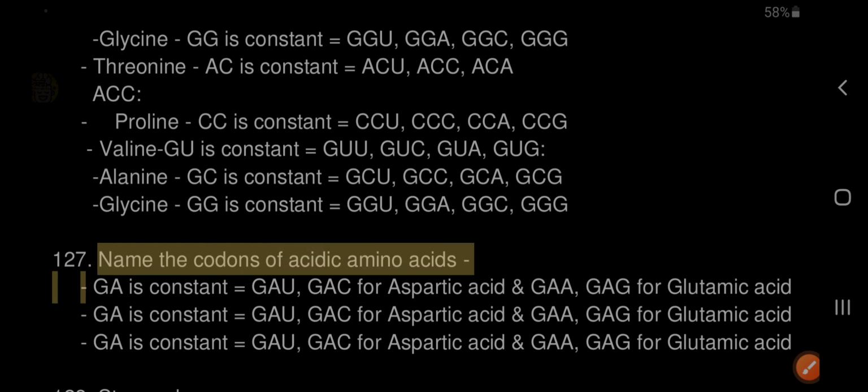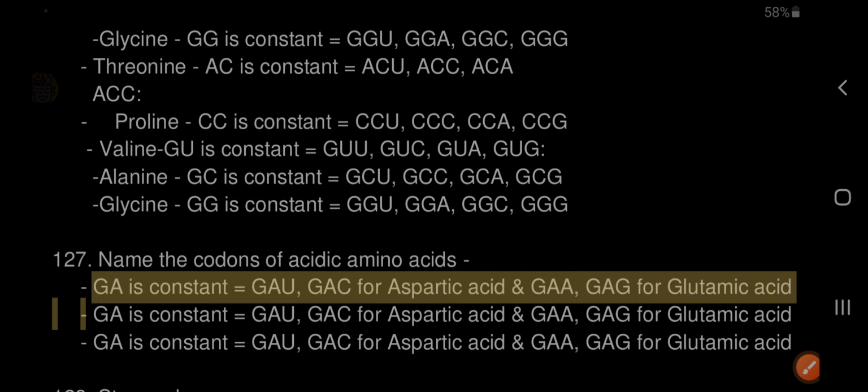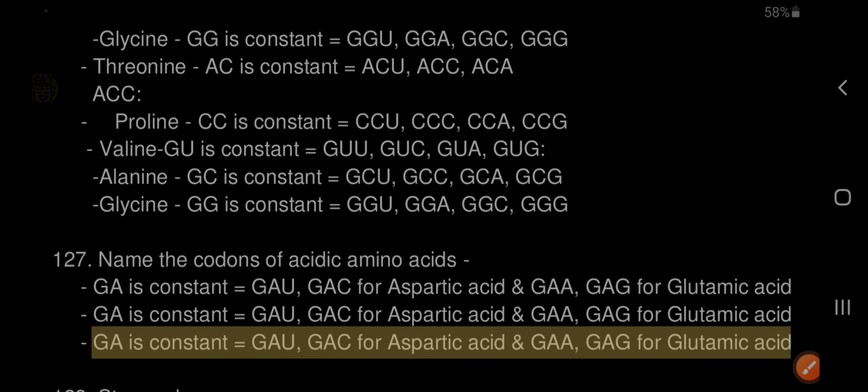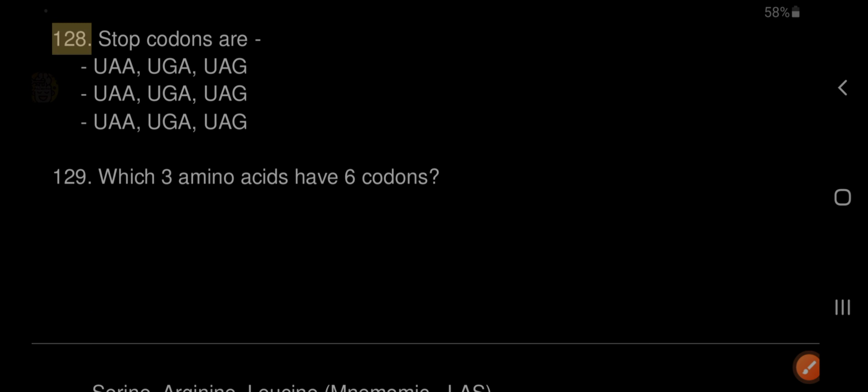127. Name the codons of acidic amino acids. GA is constant: GAU, GAC for aspartic acid and GAA, GAG for glutamic acid. 128. Stop codons are UAA, UGA, UAG.